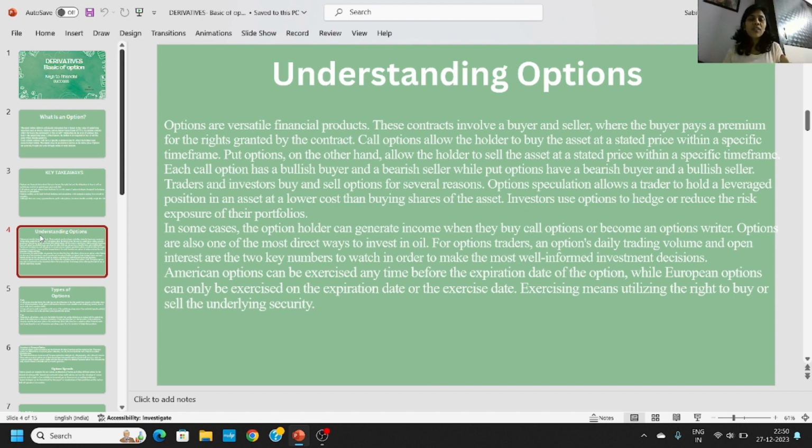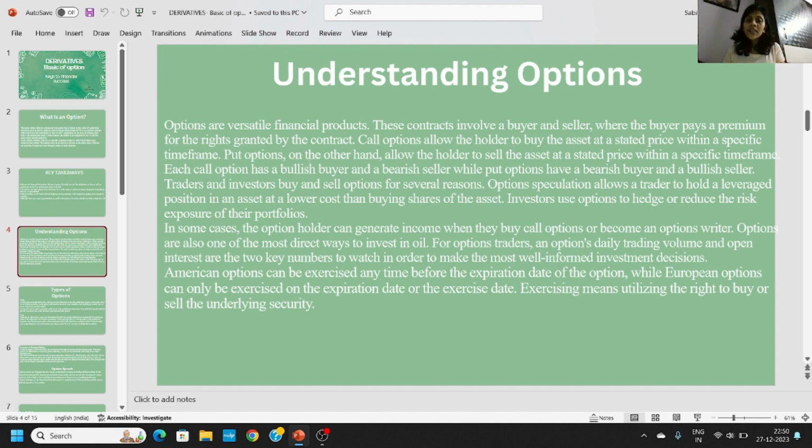If tomorrow is Thursday, tomorrow is a Nifty expiry, but Bank Nifty expiry is on next Wednesday. So for next Wednesday's date I have to buy, or the monthly ending date. So that depends on the option. A call option allows the holder to buy the asset at a stated price within a specific time frame.